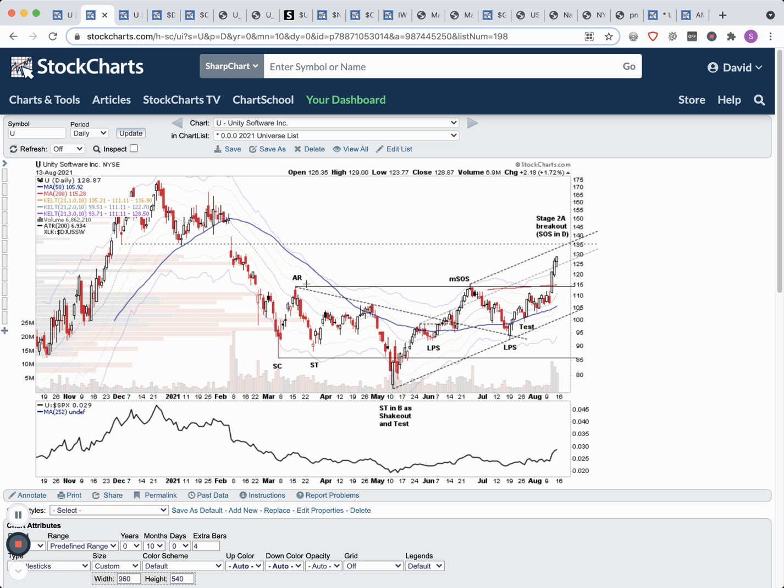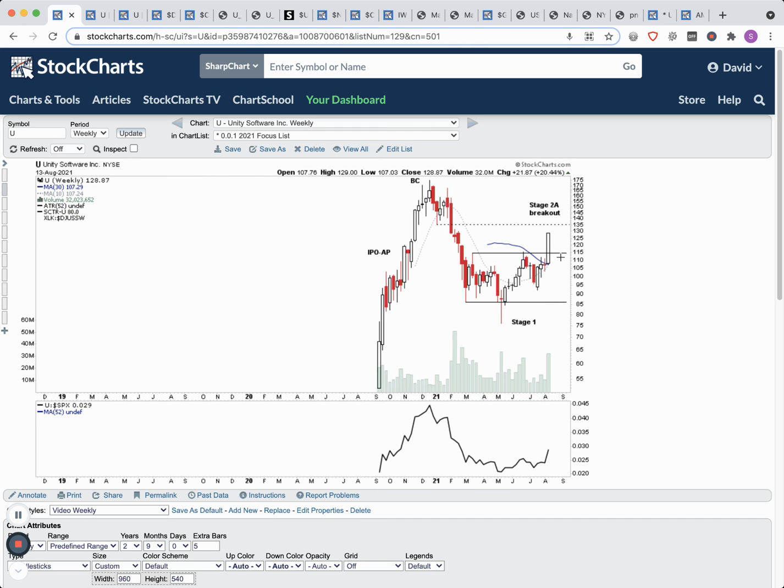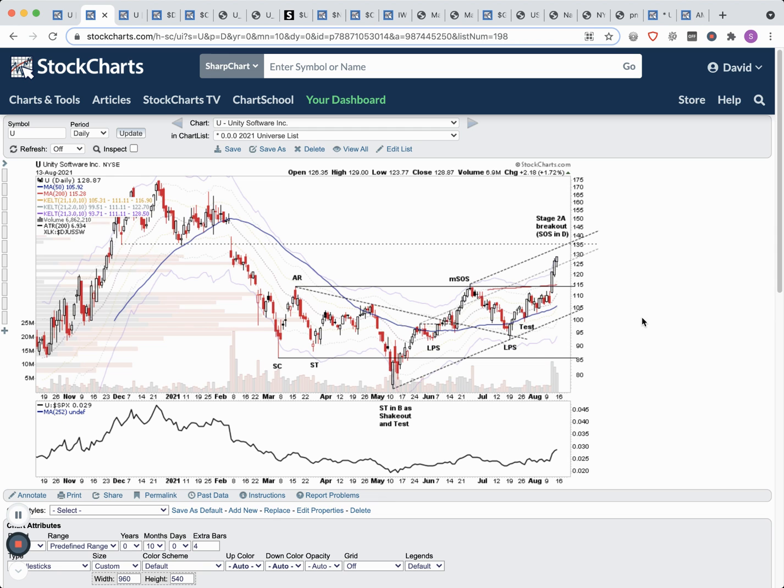You can see this has been forming a classic Wyckoff structure within its base for the last 5 months or so. So this is our potential stage 1 base that we had. Going back to the daily here, you can see we had a selling climax followed by an automatic rally and then a secondary test. So that's your phase A area in the base.